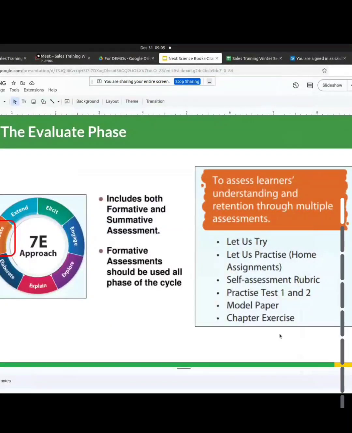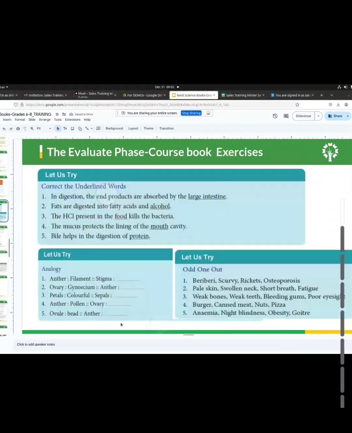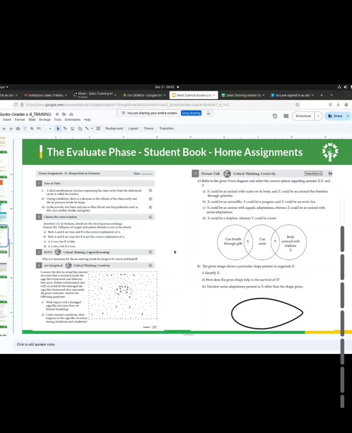And again, there are other forms of assessment. Generally, you could find them in the student book, so I'll be showing them to you. So these are the various ways in which "Let us try" is included: correct the underlined words, analogies, odd one outs. And "Let us practice" is nothing but the home assignments.